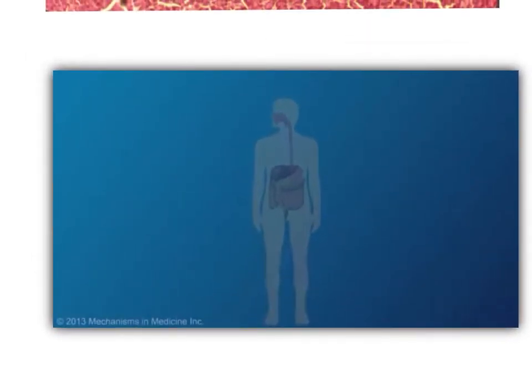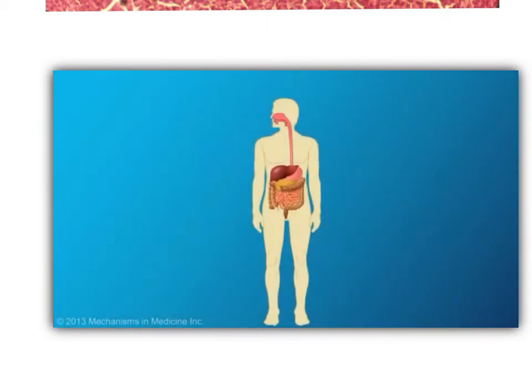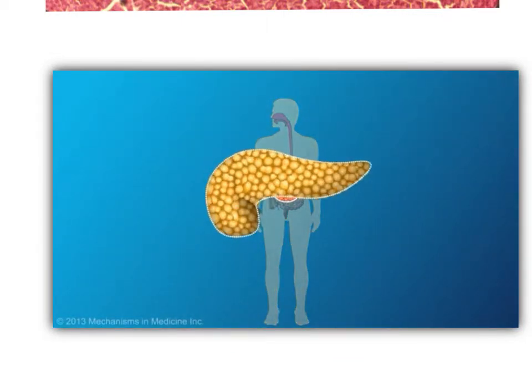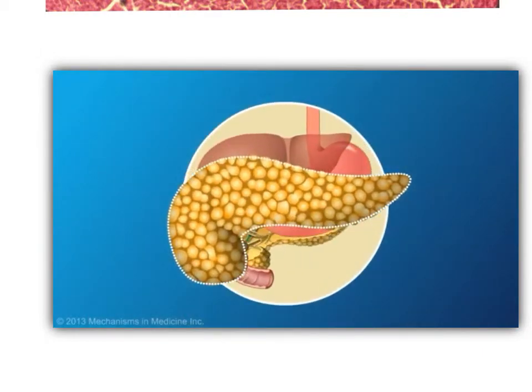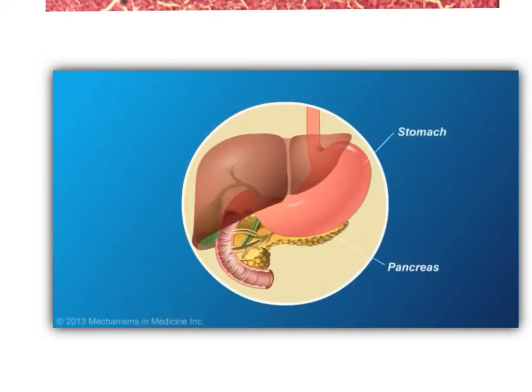I'll just show you a short animation which illustrates some of that. The pancreas is an important organ in the digestive system. It is located in the upper abdomen, directly behind the stomach and next to the small intestine. In most adults, it is between 6 and 10 inches long and 2 inches wide.